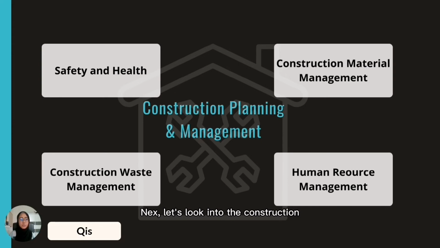Next, let's look into the construction planning and management. As we know, project management has become a key factor in how construction projects should be carried out. This is to ensure that the construction project has a greater continuity in terms of its operation. Hence, some of the factors that should be considered in construction planning and management are safety and health, construction material management, construction waste management, and also human resource management. Let's start with safety and health.